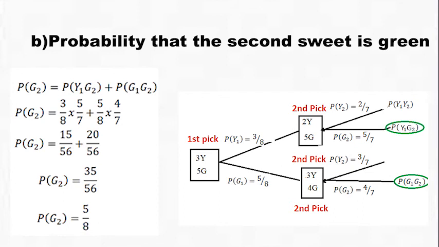Similarly, the probability of getting a green sweet first and a green sweet second is 5 out of 8 times 4 out of 7. Hence, the probability of getting a green sweet second is 3 out of 8 times 5 out of 7 plus 5 out of 8 times 4 out of 7, and the final answer is 5 out of 8 after working through the steps.